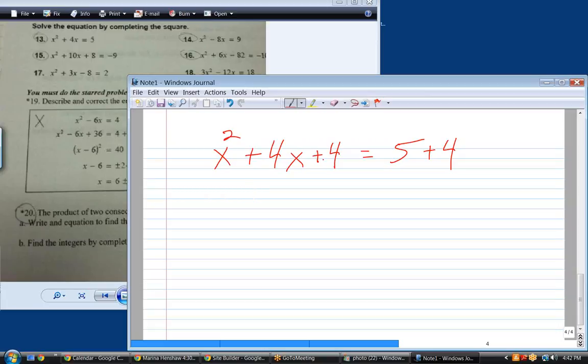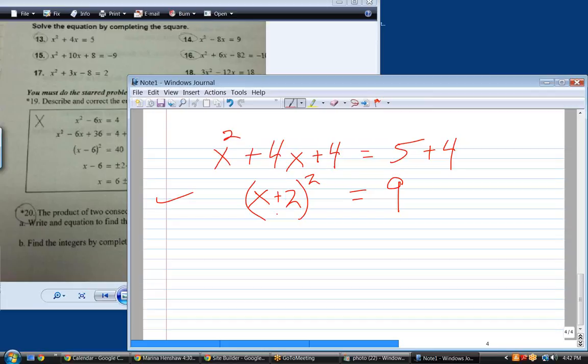So now I can rewrite this how factored? x plus 2 and x plus 2. And I'm going to write it like this. Okay? Because now we have a pretty good way of solving this. How do I solve this equation? Finding the square root of both sides.